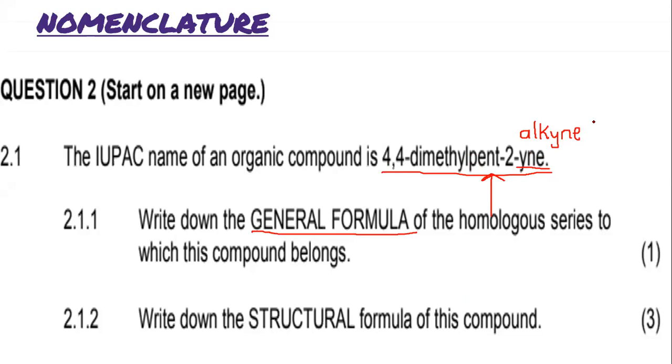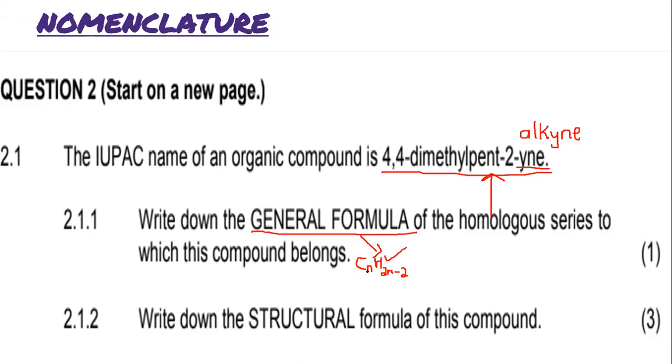Now, if the molecule belongs to the homologous series alkynes, I will then know that the general formula of alkynes is CnH2n-2. Are we together? Right, it's CnH2n-2. And everything has to be correct for you to get a mark. Are we together? So you can't have anything that is wrong there.